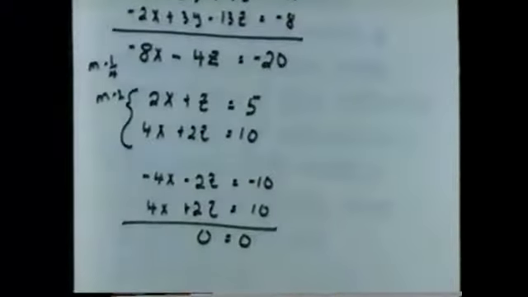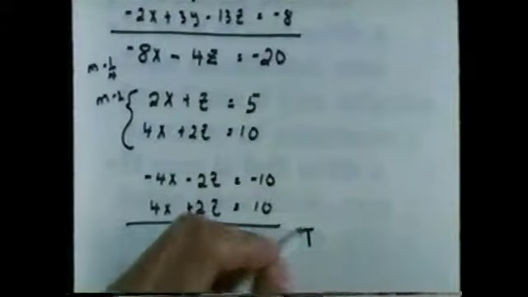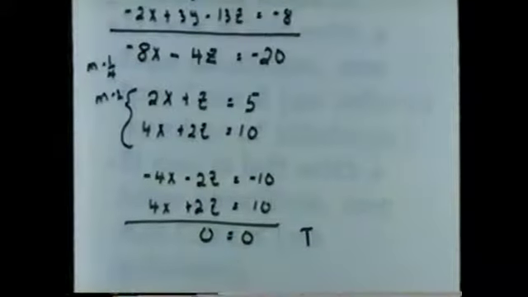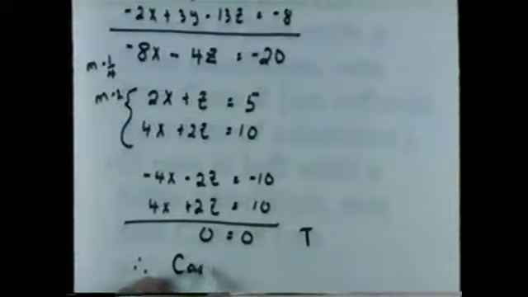Looking back, we have a true condition. 0 equals 0 is true. So therefore, we have case 2, which would be an infinite number of solutions.